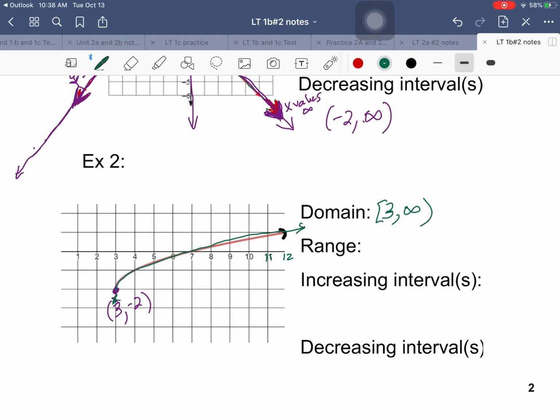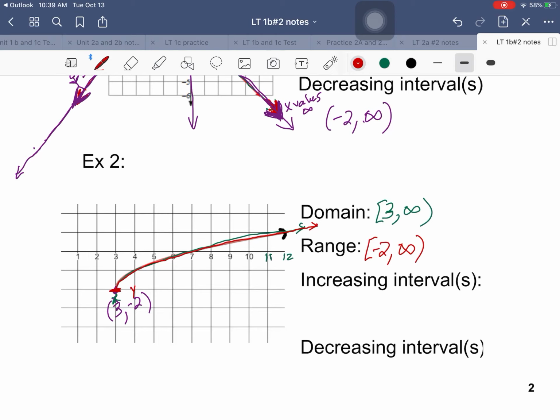The range, we're talking y values. The lowest y value, the lowest part of the graph, is at negative 2. Actual point there. And what's the highest point of the graph? Well, there's no highest point. It just continues up, but it'll continue going in the up direction forever to positive infinity.